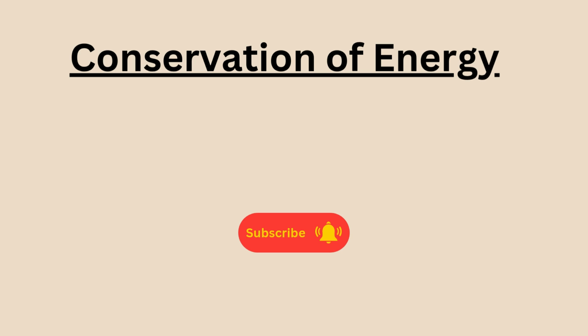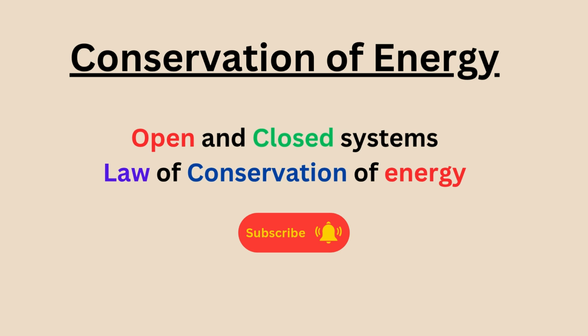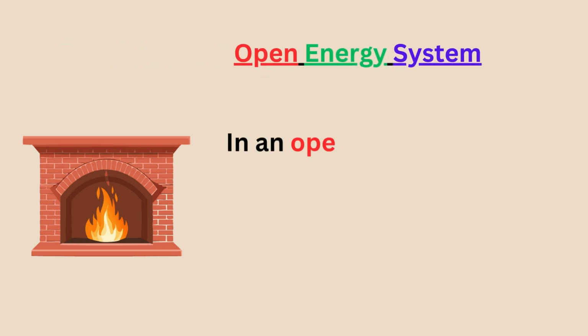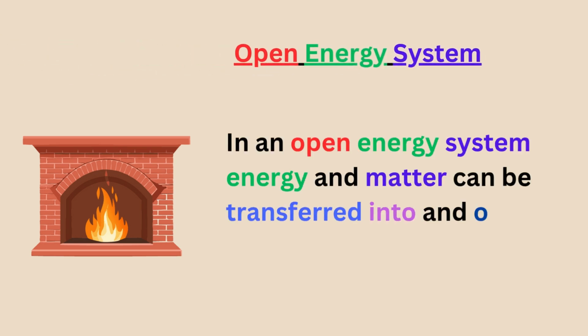Today we're going to have a look at open and closed energy systems, the law of conservation of energy and how that can be applied. In an open energy system, energy and matter can be transferred into and out of the system.